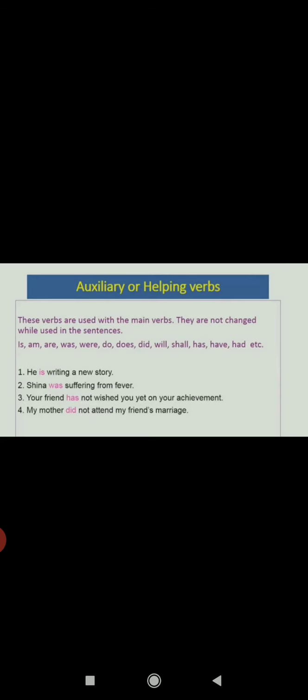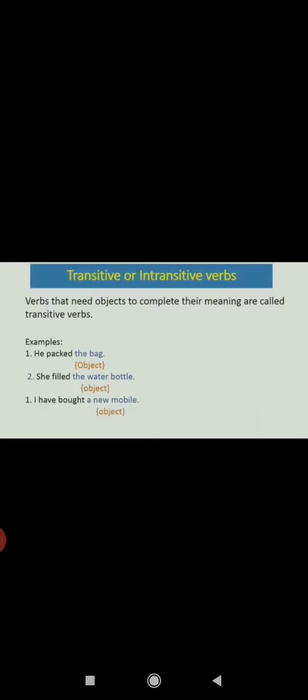Next one is transitive or intransitive verbs. Verbs that need objects to complete their meaning are called transitive verbs. Example: he packed the bag. She filled the water bottle. I have bought a new mobile. So students, which verbs need objects to complete their meaning are called transitive verbs. So here the bag, the water bottle, a new mobile, all these are objects.